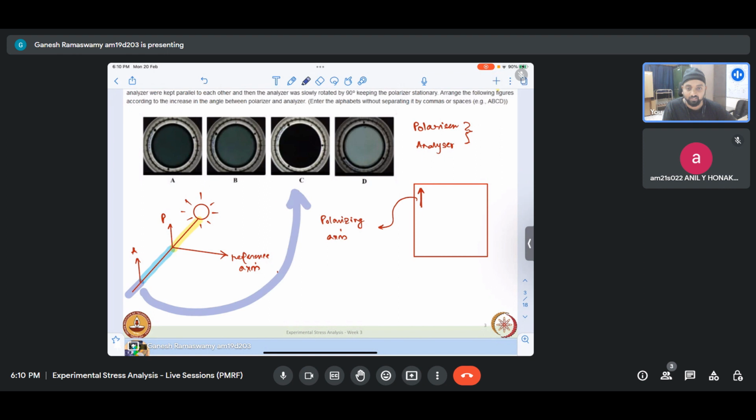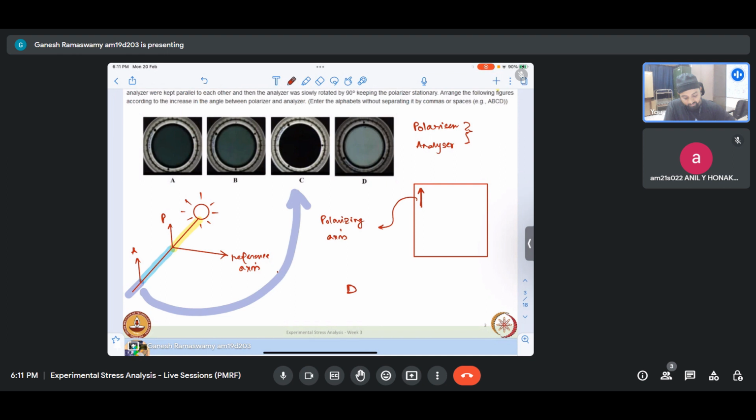So initially when it is parallel, naturally of whatever light is impinging on the polarizing sheet, only the vertical passes through. And since the analyzer is kept parallel to that, it will directly pass and we'll be able to see that light without any change. Even if we were to remove the analyzer and keep it parallel to the first polarizer, it doesn't make a difference. So essentially we can see that it starts with D, because all the light is passing.